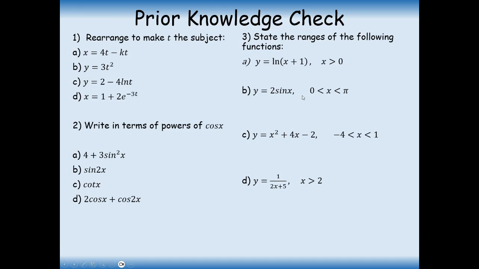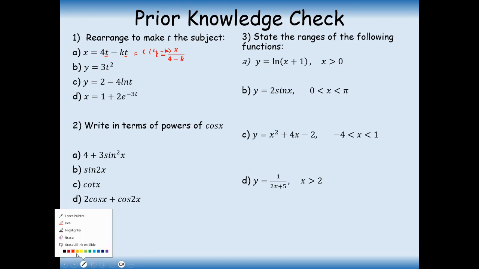So, how do we make t the subject of 1a? We see here that we have two lots of t. So the first step in this question is to factorize t, and once you factorize t, what you notice is that you'll have 4 minus k inside the bracket, and to make t the subject, we will divide x by 4 minus k. So this will be your final answer.